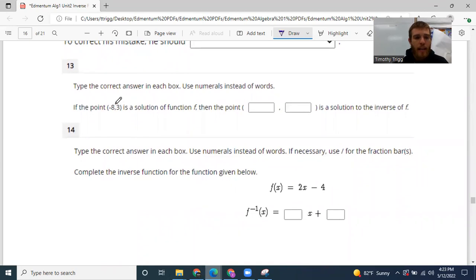If the point -8, 3 is a solution for f, then the point blank blank is a solution for the inverse of f. So what do we do with these points again?